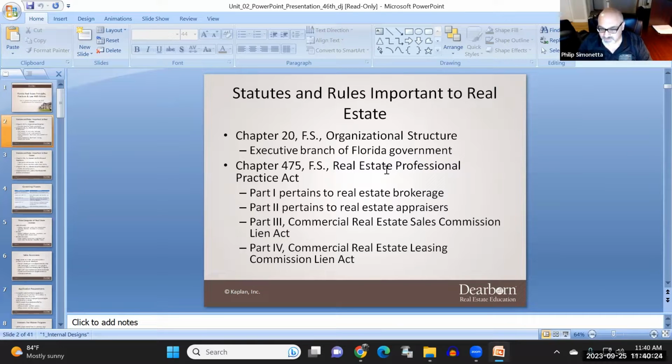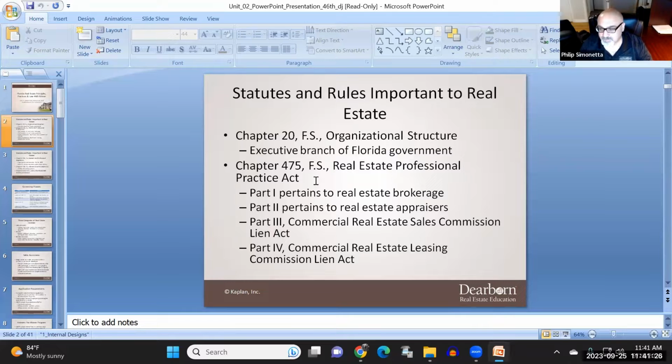And it's broken down into 4 parts. You need to know these 4 parts because you'll be questioned somehow on them. Part 1 pertains to real estate brokerages, schools, all those things, but it's under brokerages. Part 2 pertains to real estate appraisers. Part 3 pertains to commercial real estate sales commissions, the Lien Act. And part 4 is the commercial real estate leasing commission act. So part 1 is brokerages, schools, and anything else. Part 2 is appraisers. Part 3 is commercial sales commissions. Part 4 is commercial leasing commissions. That's how you remember the 4 parts.